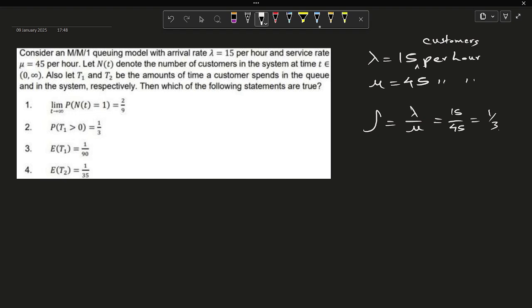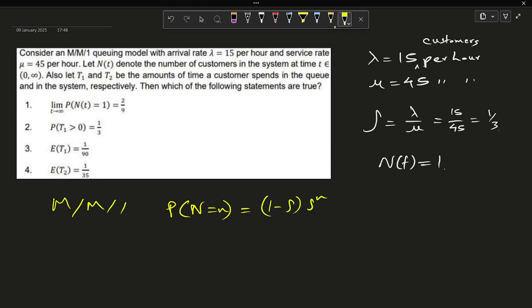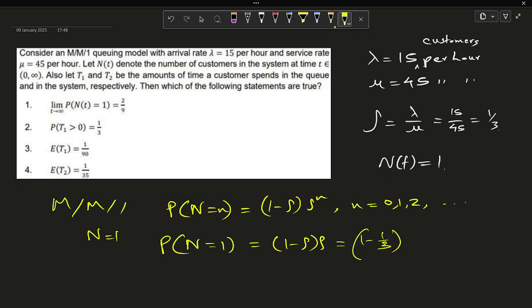Firstly we have to think about the long term probability of N(t) equals 1. In an M/M/1 queue, the steady state probability P(N = n) is given by 1 minus rho into rho to the power n, where n is 0, 1, 2, and so on. Now for n equals 1, the probability is 1 minus rho into rho, that is 1 minus 1/3 into 1/3. So it is 2/9. So our statement 1 is true.